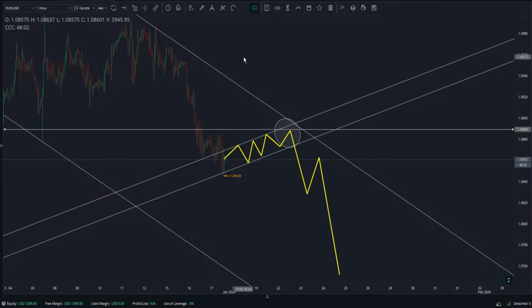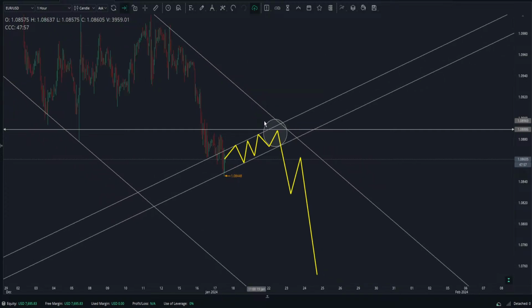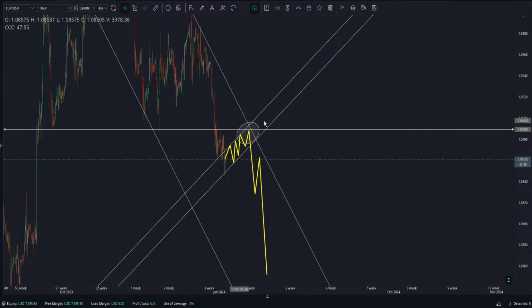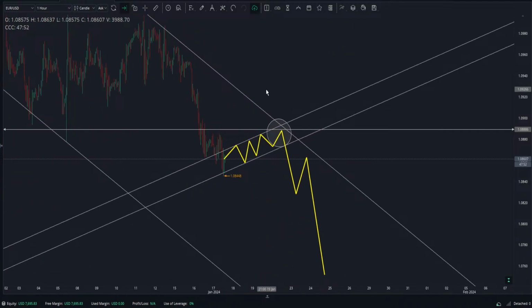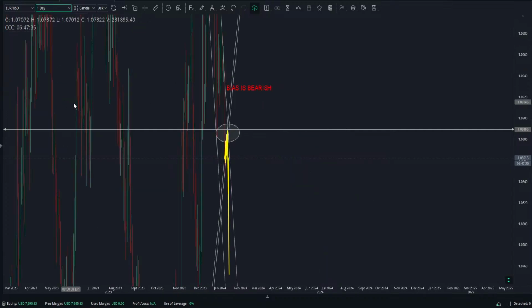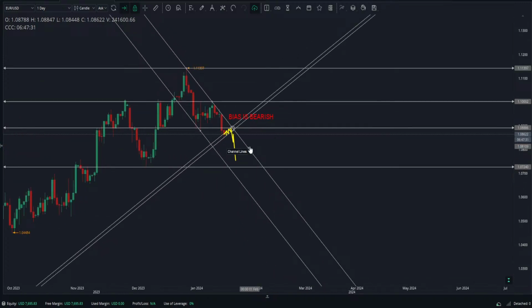All right, so what we can do here, we can paste it here. Where is this? Bias is bearish. I don't know where it is now. Bias is bearish. All right, so we have to keep it on the daily so that we can see it as and when it is. So here we have our bias is bearish, right?